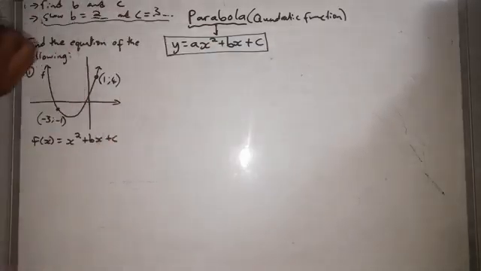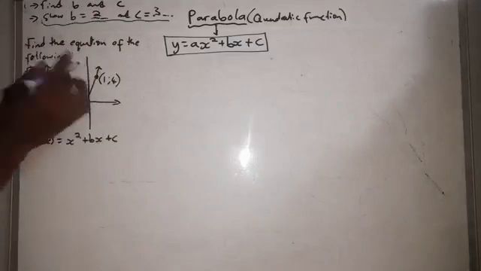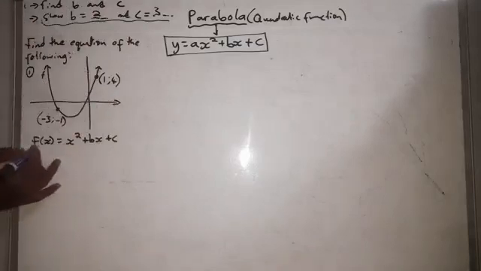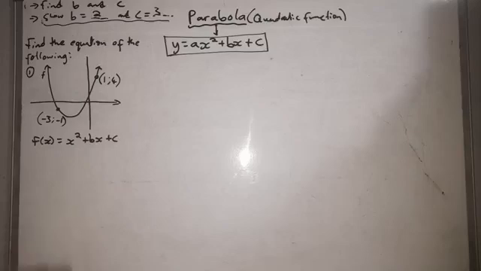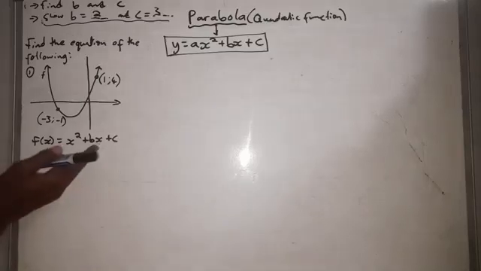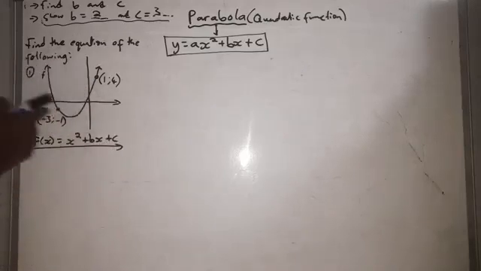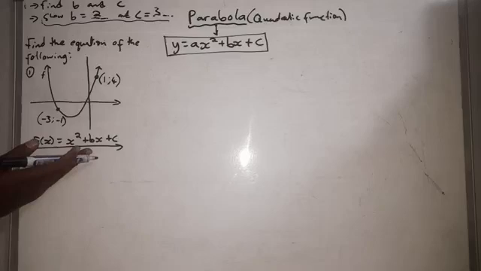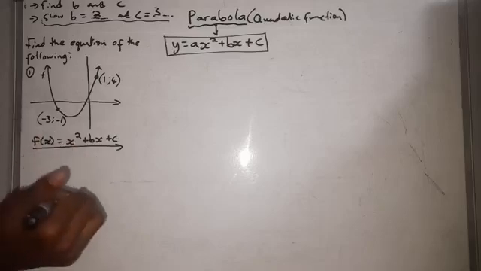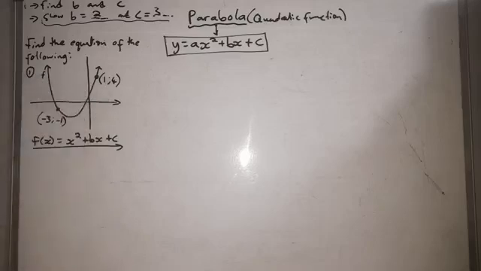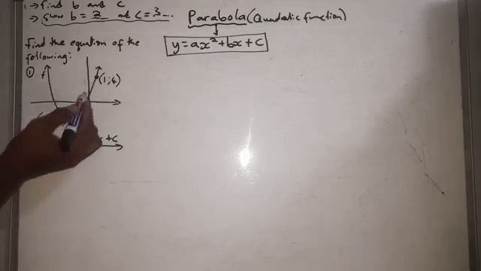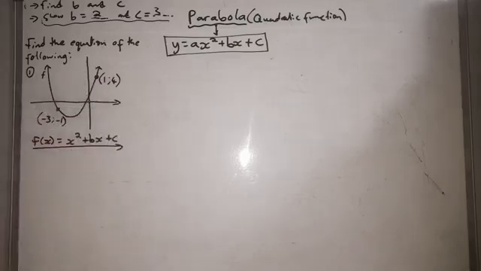So in this question, you are given the graph with 2 points over there. You are required to find the equation. If you check here, you are given some information on the equation and on the graph. On the equation, you are given the value of a. On the graph, you are given the 2 points. Anyways, let's find the equation.